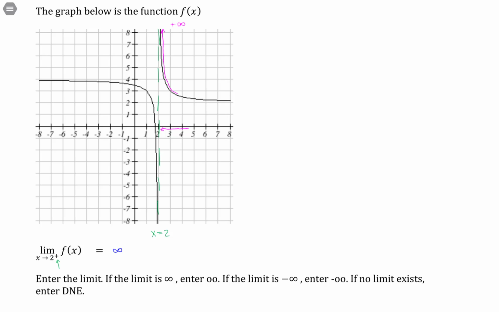If one side of a limit is going to positive infinity, and the other side of a limit value is going to negative infinity, those don't agree. That tells me that the limit does not exist. So the answer there is D and E. But if we're just dealing with left and right hand limits alone, those will always have a value.